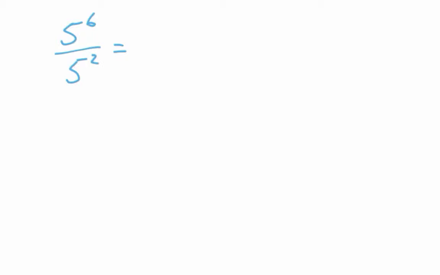5 to the 6th over 5 squared is 5 to the 4th. And then you could punch that into a calculator if you wanted to and get 625. I suppose if we're simplifying it for real, it'd be 625. It's on that index card I passed out, and you get better at it. So I can't do that with all of them.